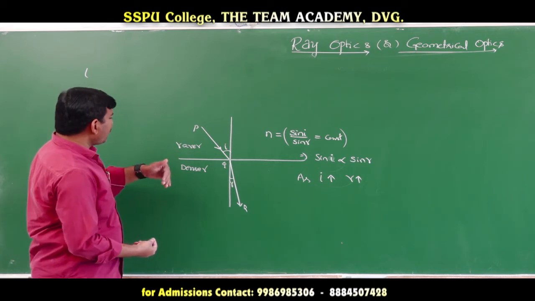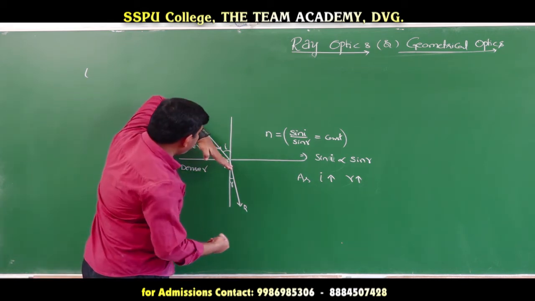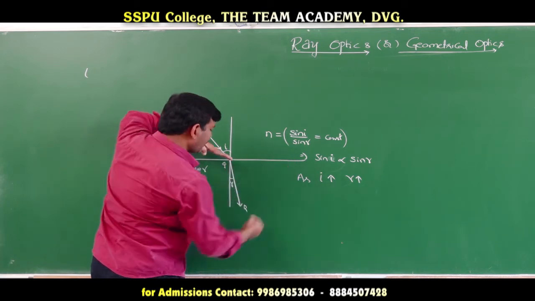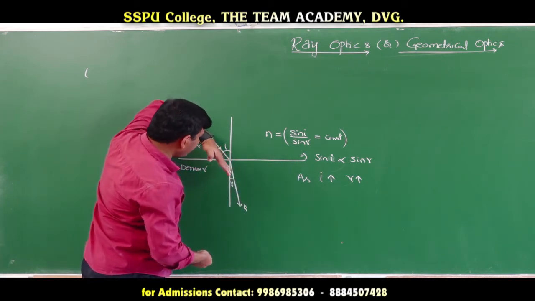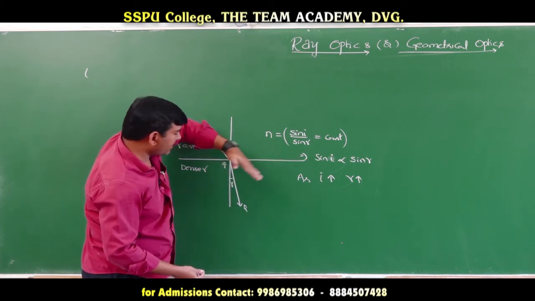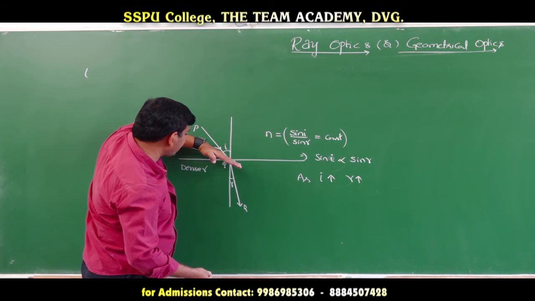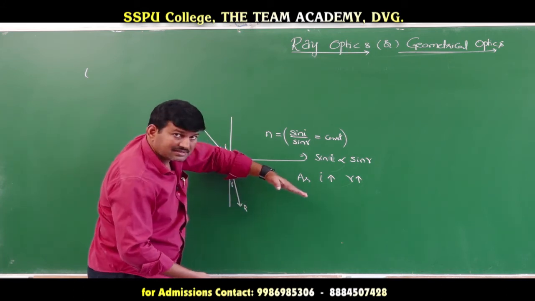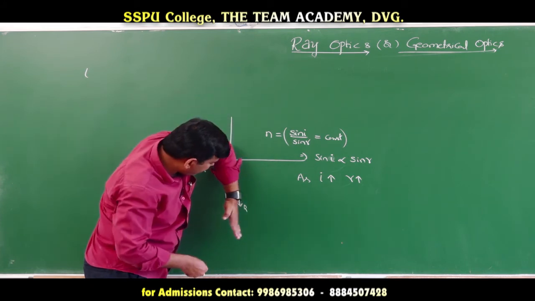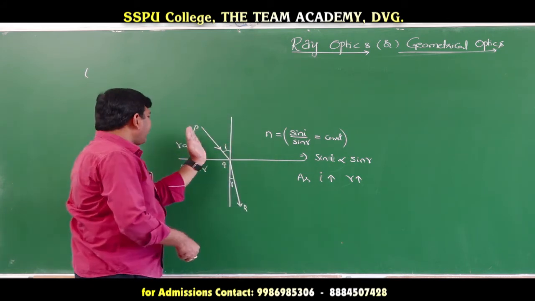Suppose this is the incident ray. If this incident ray is moved like this, this refracted ray will move like this. This is an incident ray, this is the refracted ray. If it comes like this, i increases. If it goes like this, r increases. Now, if i decreases, the refracted ray will come like this.